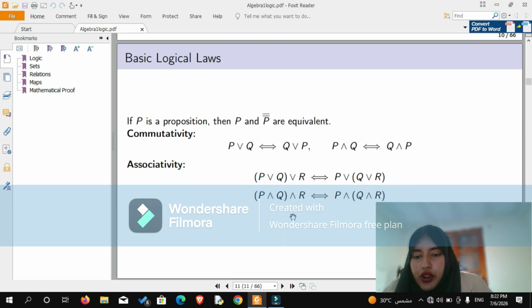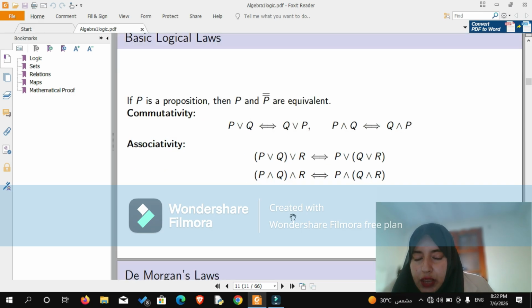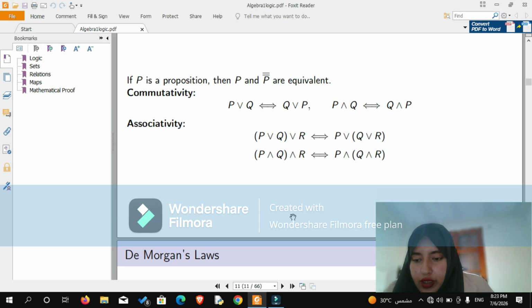Another important law in logic is commutativity. Commutativity means P or Q is equivalent to Q or P, and P and Q is equivalent to Q and P. We can switch between the two assertions.